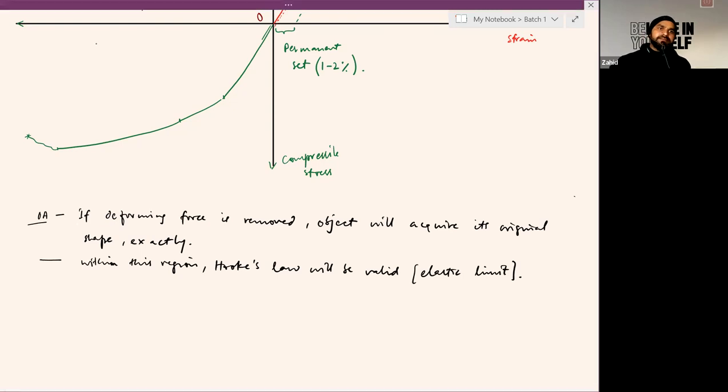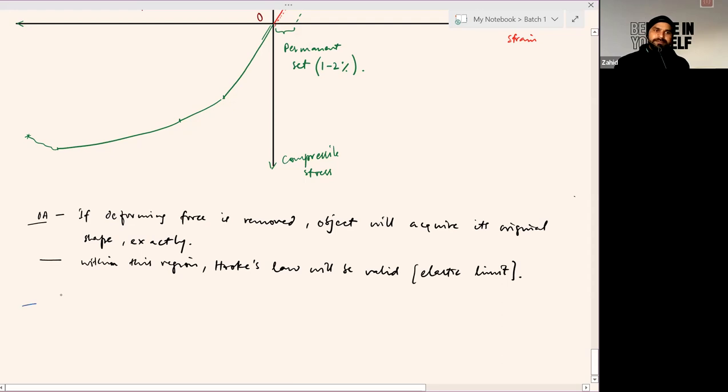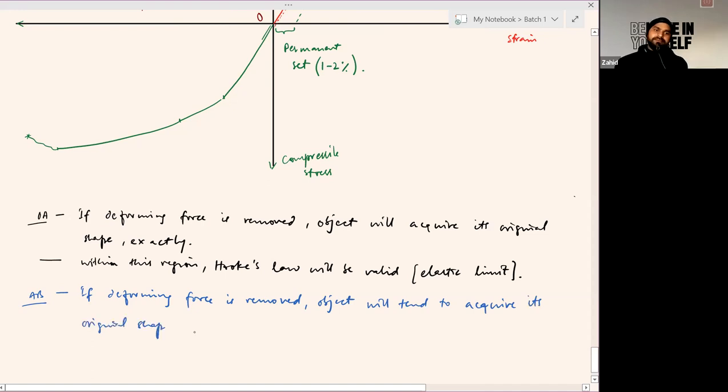Next, A to B. If the deforming force is removed, the object will tend to acquire its original shape, but with some permanent deformation, which is called permanent set.